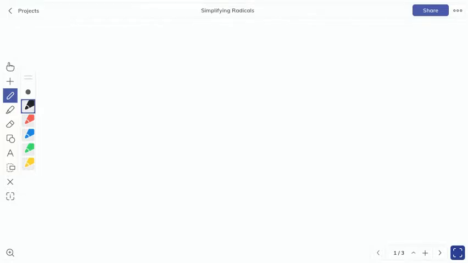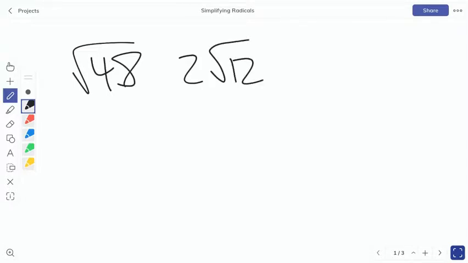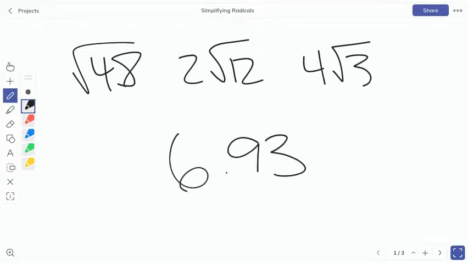We're going to show you how to simplify radicals. We need to know how to simplify radicals because in math, our answers have to be consistent. For example, if somebody writes the square root of 48, and somebody writes 2 square root of 12, and somebody writes 4 square root of 3, these are all about 6.93 in decimal form. We need to have a consistent way for simplifying radicals so everyone can understand it.